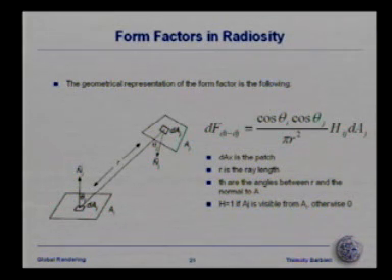This is the problem of the form factor, you see? If this patch, which is patch I, is receiving from patch J, the radiosity which is coming out from patch J will not fully transfer to patch I. Why? Because the form factor is different from 1. The form factor depends on the mutual inclination of the patches, and on the distance, and on the area of the emitting patch, and on a switch, which is called H.